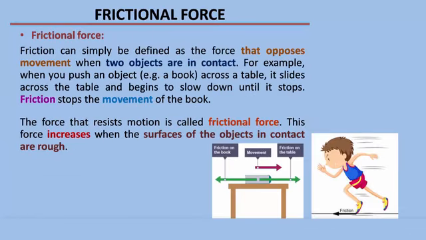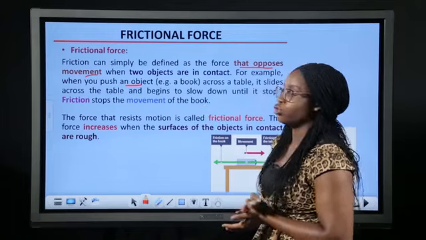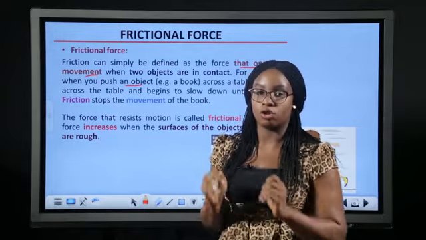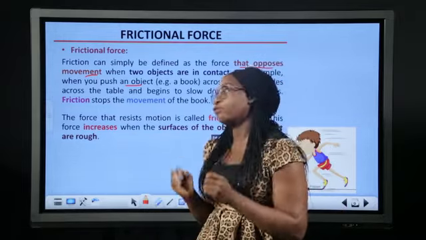The next force we'll be looking at today is the frictional force. Before we go into frictional force, we have to understand what friction means. Now, friction can simply be defined as the force that opposes movement when two objects are in contact with each other. For example, when you push an object across a table, it slides across the table and begins to slow down until it stops. The force responsible for that stop in motion is called frictional force.